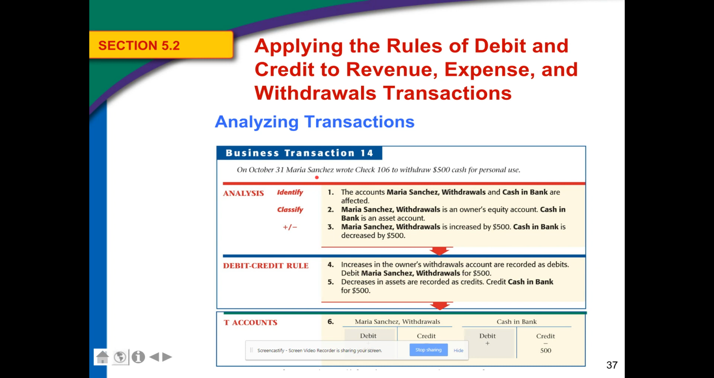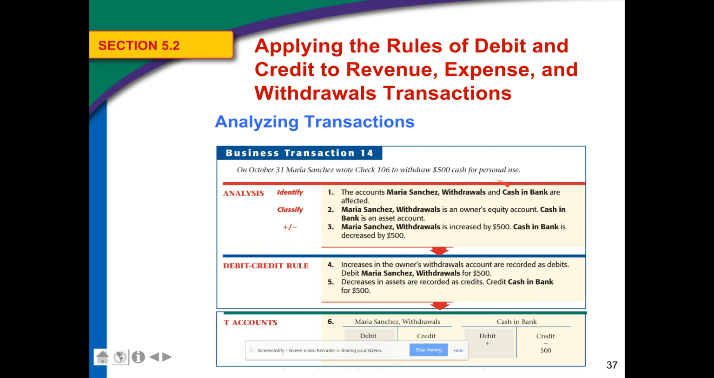In this case, Maria Sanchez wrote a check to withdraw $500 for personal use. So we're going to lose cash and bank. I know that. But I didn't gain anything from this cash and bank. I'm not paying off a bill. I'm not buying new equipment. What I'm directly doing here is affecting owner's equity. So we're going to use the withdrawals account to do that. We're not going to take it from owner's equity. We're going to see later on that we'll close these all out. But we're going to use the withdrawals account.